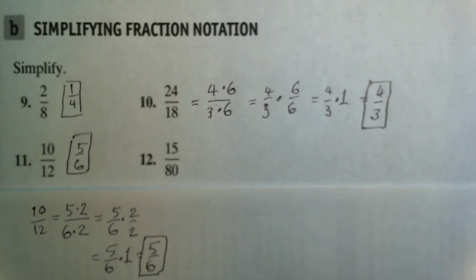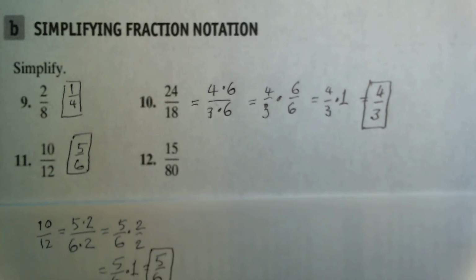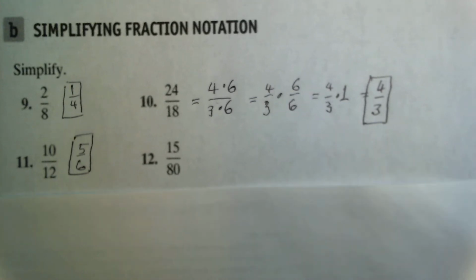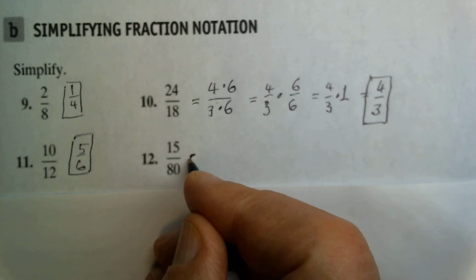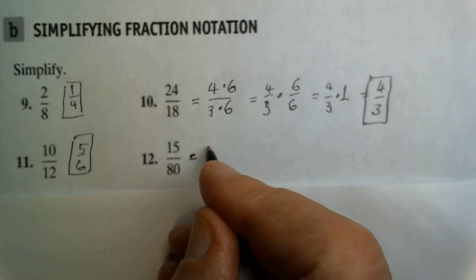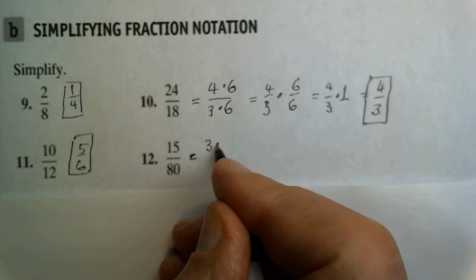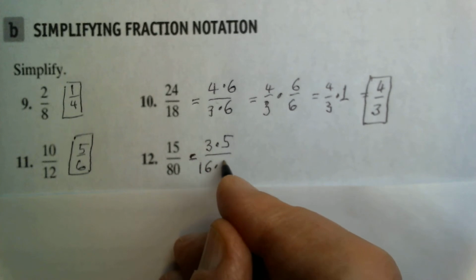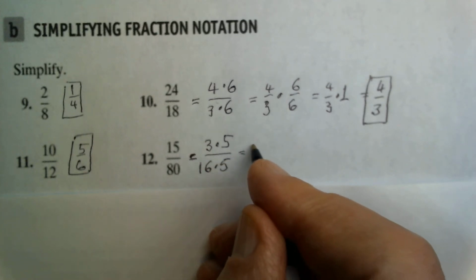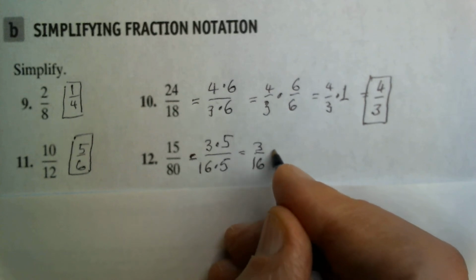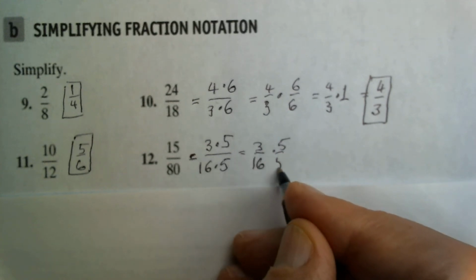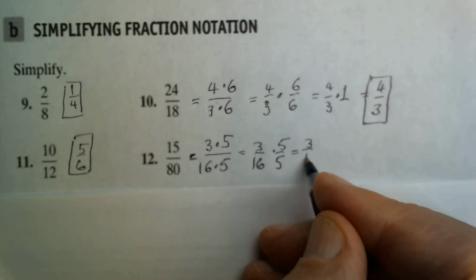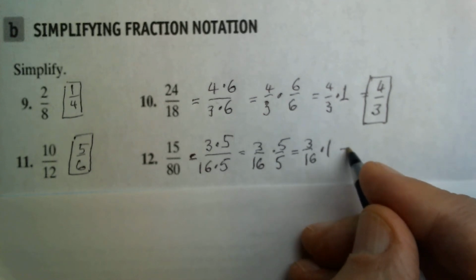And number 12, we do in a similar way. In number 12, we factor 15 as 3 times 5. And 80 we factor as 16 times 5. Then we have 3 divided by 16 times 5 divided by 5. And we know that 5 divided by 5 is 1, so this then becomes 3/16 times 1, which is equal to 3/16.